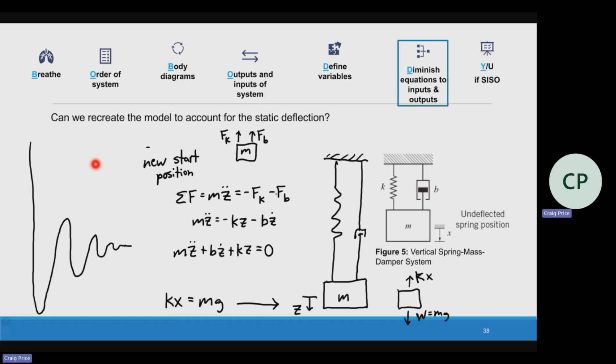So it is possible, I just want to show you, to make different models for the same system. It just depends on where your starting point is. But we don't deal a whole lot with this. It's just another way to look at it. I'm going to leave this up here. Any questions?